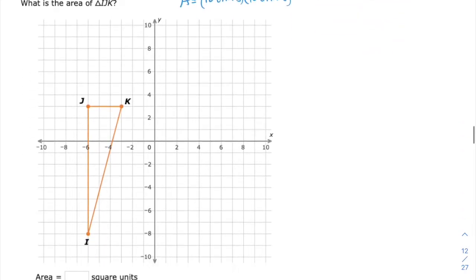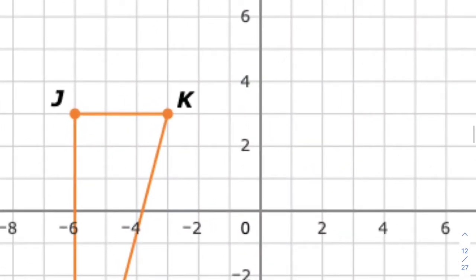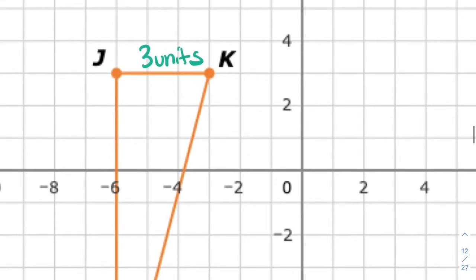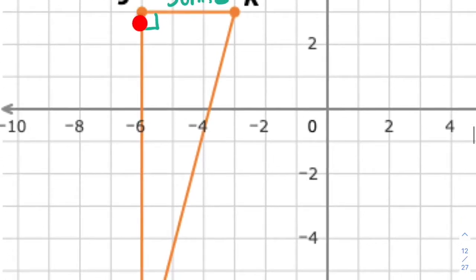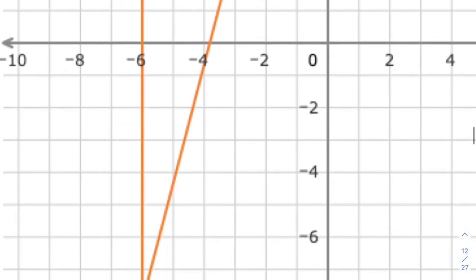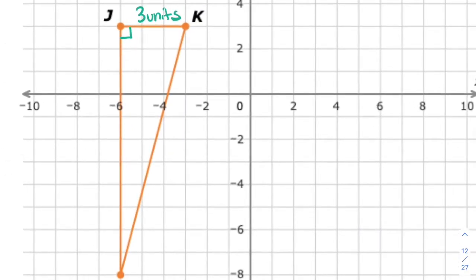Okay, the area of a triangle. Well, this one we're going to need to know that length, which is 3 units. There's your right angle. So we have to know this side as well. So I'm going to count 2, 4, 6, 8, 9, 10, 11. It looks like it's 11. This side is 11 units. It goes from 3 to -8, and so those are 11 apart.